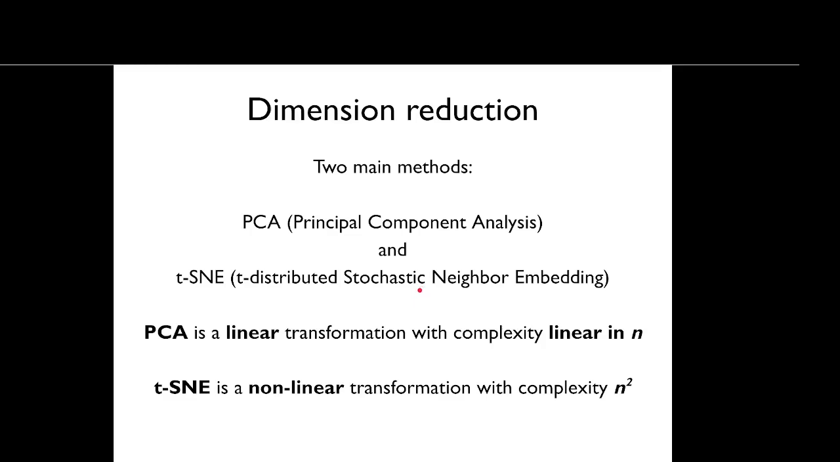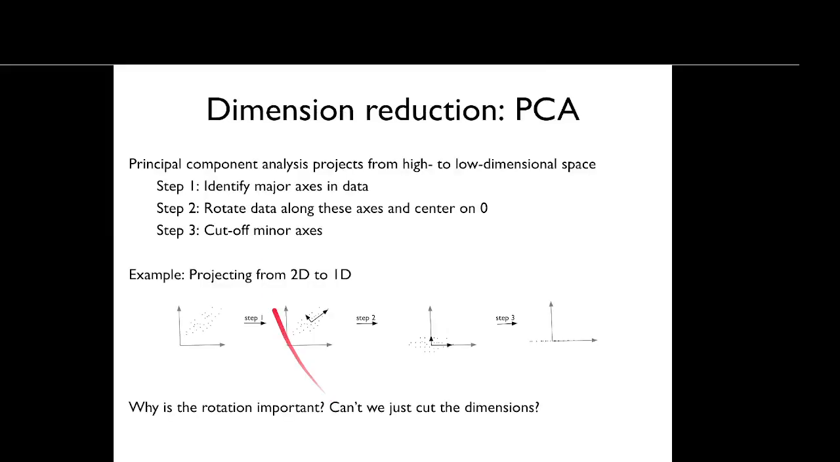For dimension reduction, there are essentially two main techniques: principal component analysis, PCA, and t-SNE, t-distributed stochastic neighbor embedding. The key difference between those two techniques is that PCA is a linear transformation, and it has complexity linear in n, the number of items that we have to deal with, whereas t-SNE is a nonlinear transformation and has complexity n squared. So let's look into detail how these two methods work.